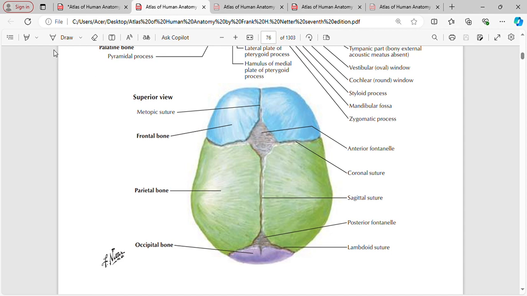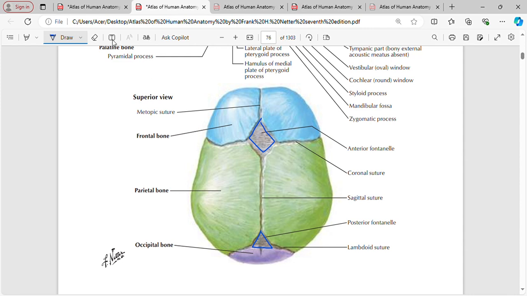The anterior fontanelle present here is a diamond shaped structure. You can see this diamond shaped area, which is going to close in about 18 months of age, right? The anterior fontanelle is also called the bregmatic fontanelle. And the posterior fontanelle is a triangular area and is called the lambdoid fontanelle. Why so? Because it is the area of the lambdoid suture. This is going to close by about 1 year of age. So this is an important bony landmark, clinically also very important.